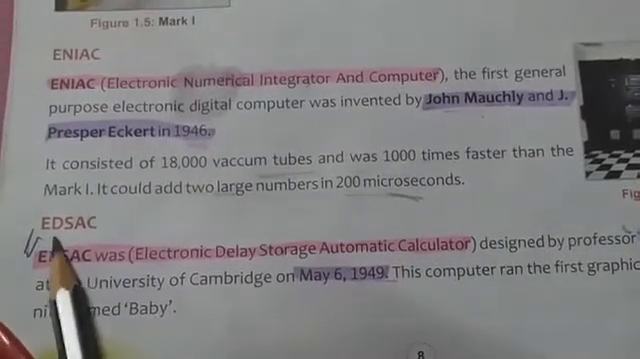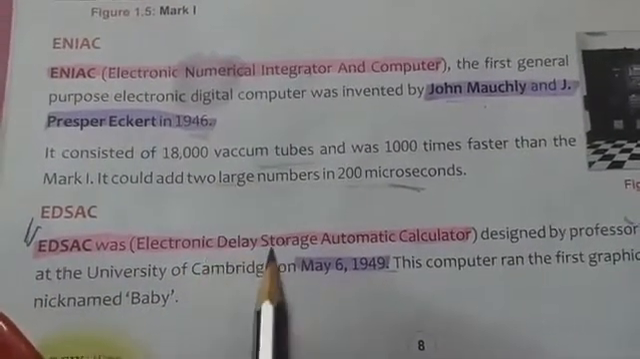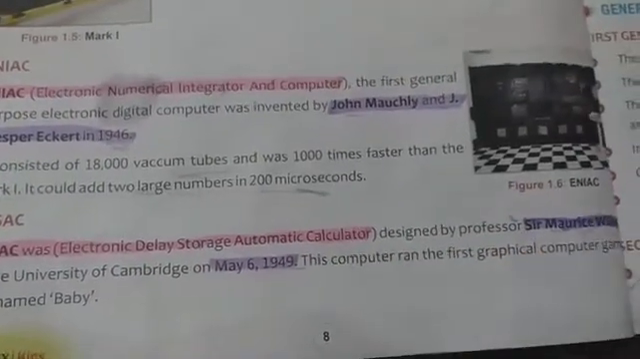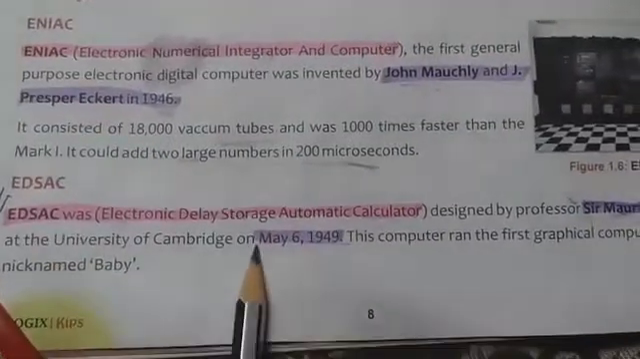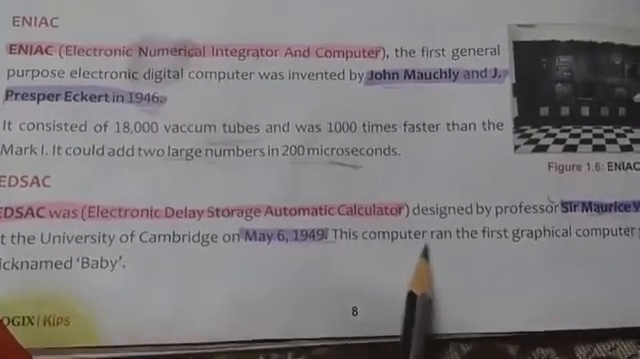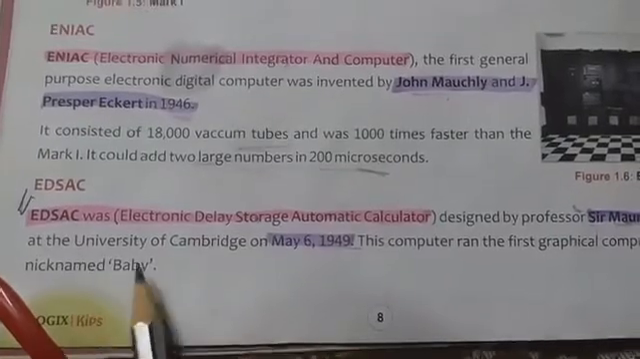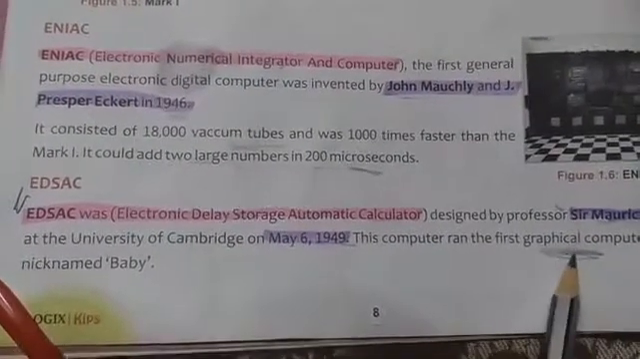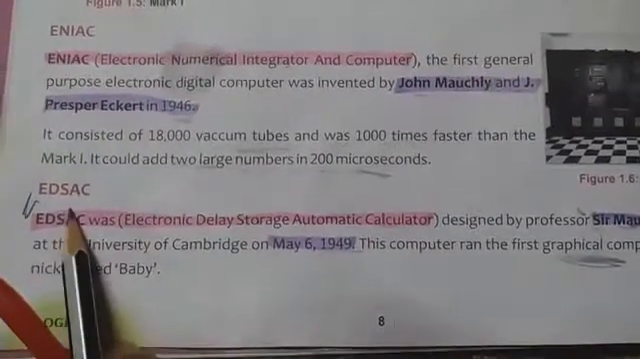So the next we have EDSAC. What is the full form of EDSAC? Electronic Delay Storage Automatic Calculator, designed by Professor Sir Maurice Wilkes at the University of Cambridge on May 6, 1949. So this computer ran the first graphical computer game, nicknamed Baby. On which computer was the first graphical game developed? That was developed on the EDSAC machine.